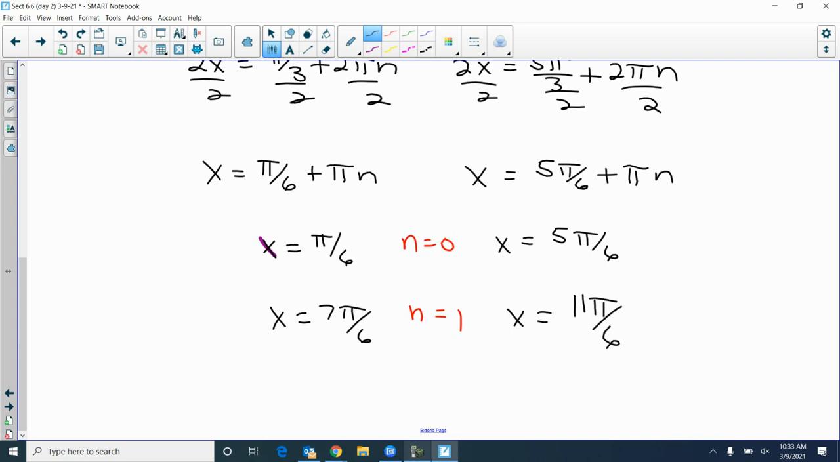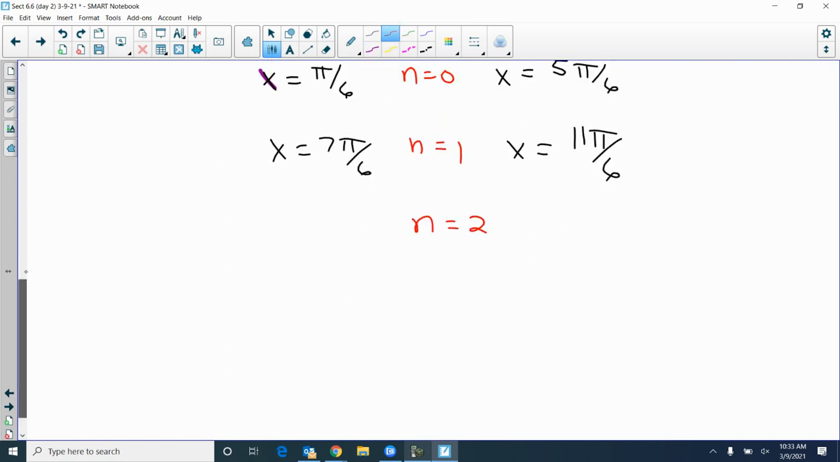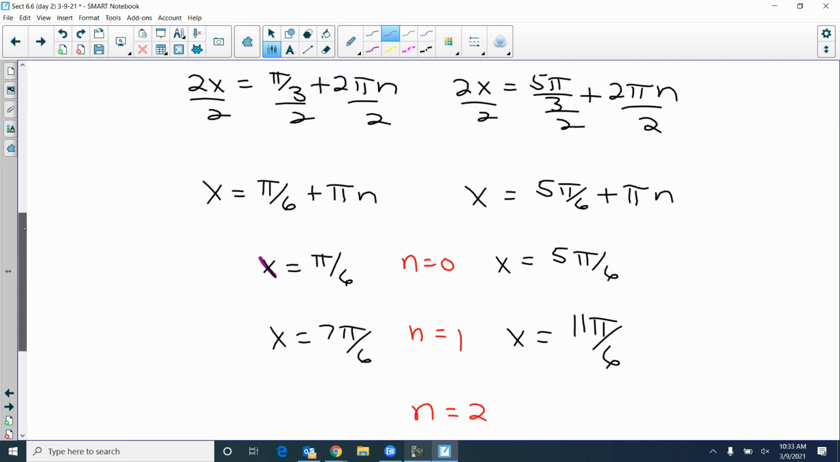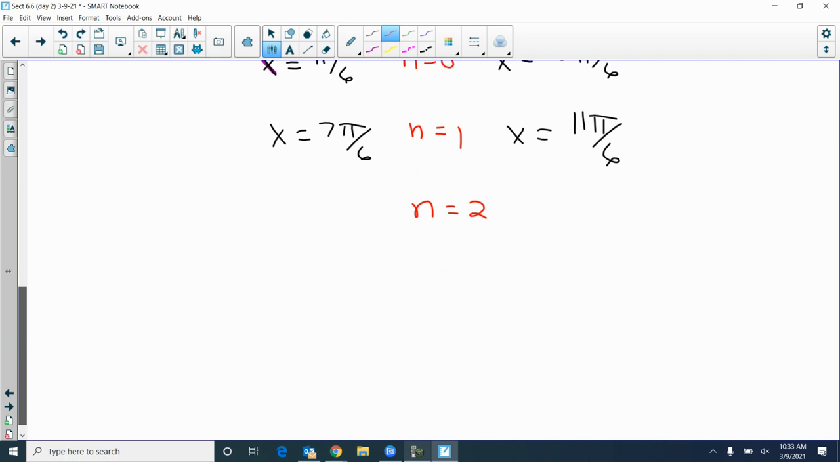Now, we figured out there's how many answers. We already know there's how many answers. 4. How many answers do I have? 4. But just amuse me here. What would you keep doing if you didn't know that? You would let n equal what? 2. So we keep going until we get something outside of our range. So n equals 2. And what do I get when n equals 2? Okay, right there, that becomes pi over 6.